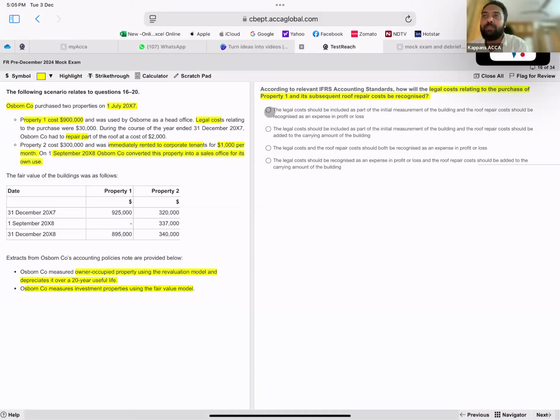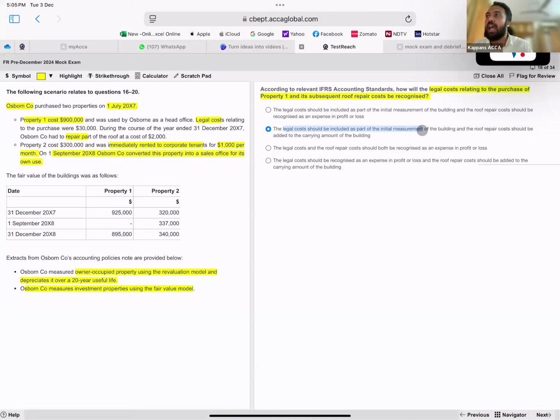Option A: legal costs should be included as part of the initial measurement of the building, and roof repair costs should be recognized as an expense in the profit and loss account. Straightforward, option A is the answer. But let's read options B, C, and D as well. Option B says legal costs should be included as part of the initial measurement of the building.